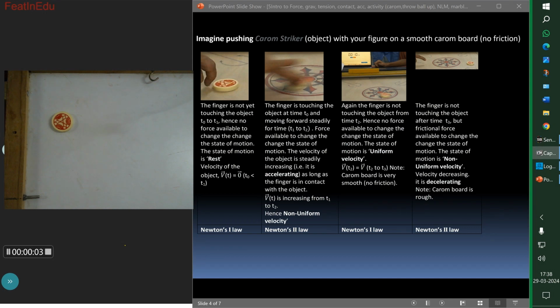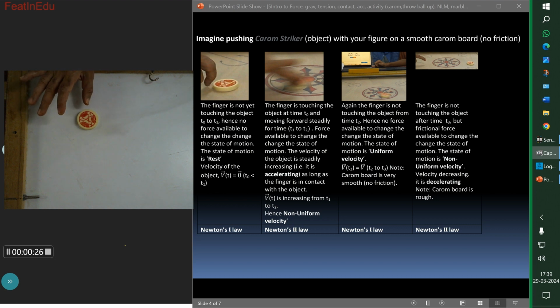Right. Okay. Now, as you can see, I have got a carom board here. Now you can see the striker. So, one by one diagram. Let us try to understand. Here I am holding the striker, and my finger is here. You can see the finger is not yet touching the object at time t naught.